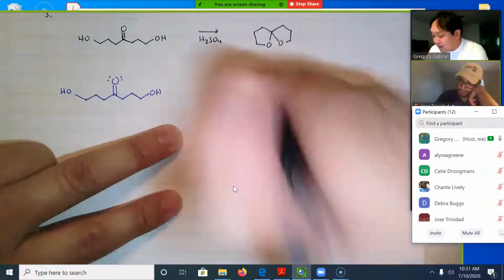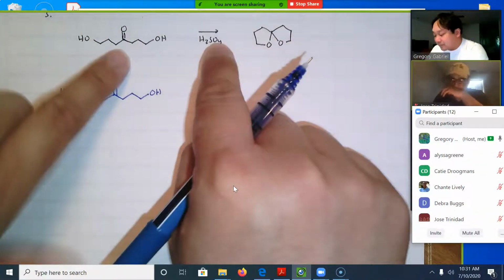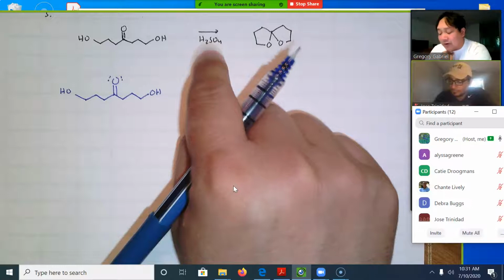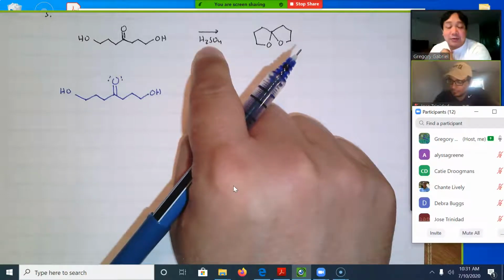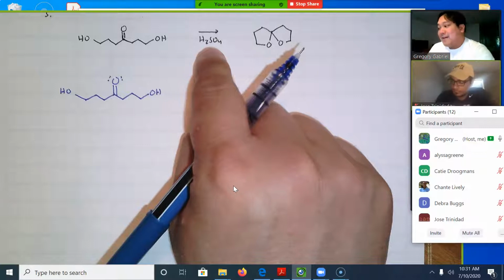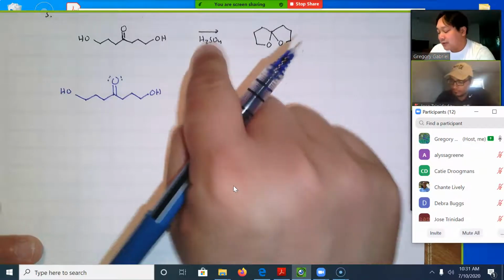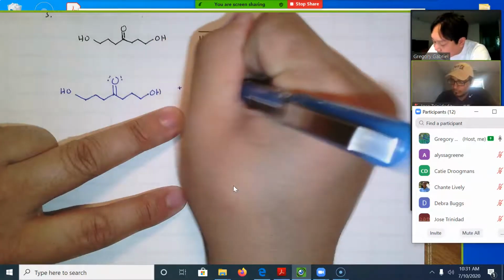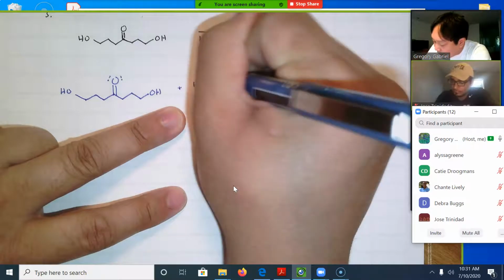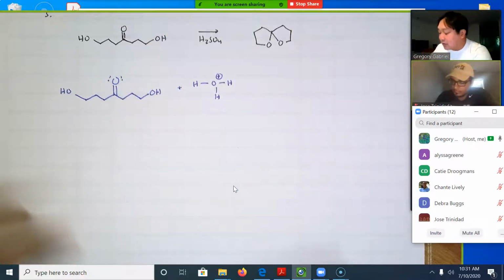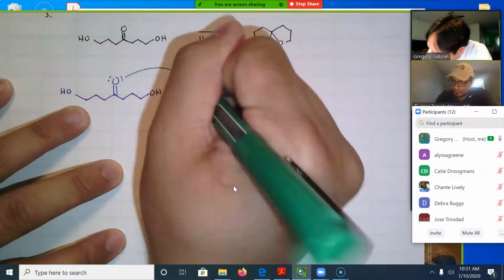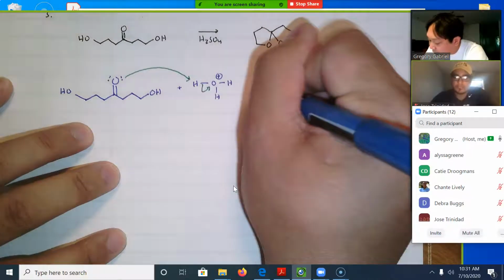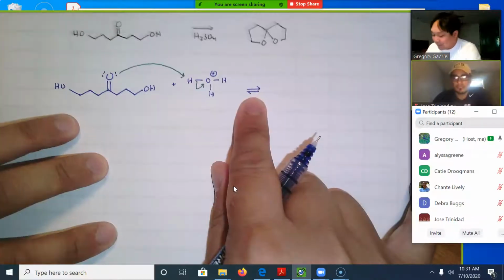Now, this is interesting. I do continue to say that there's a little bit of water when you have sulfuric acid. There's no such thing as pure sulfuric acid. So my debate is whether I want to use sulfuric acid or water. I'm just going to keep consistent. I'm going to use protonated water, the hydronium, and I'm going to protonate this oxygen, make it a good electrophile. This is the first step. Whether you use equilibrium arrows or not, it doesn't matter to me.